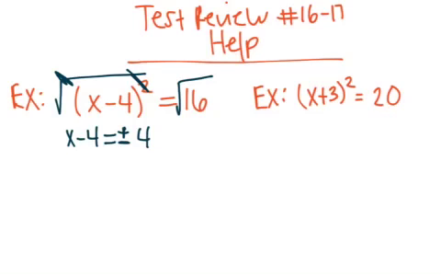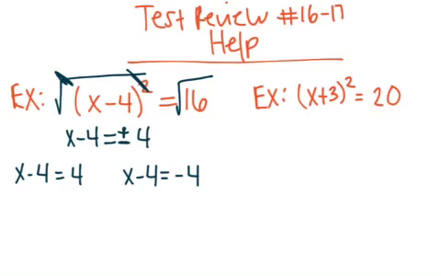So we can break that into two equations. X minus 4 equals the positive side, which is positive 4, and x minus 4 equals negative 4. That takes care of the plus or minus. Split it into two equations. Now you have two equations to solve.